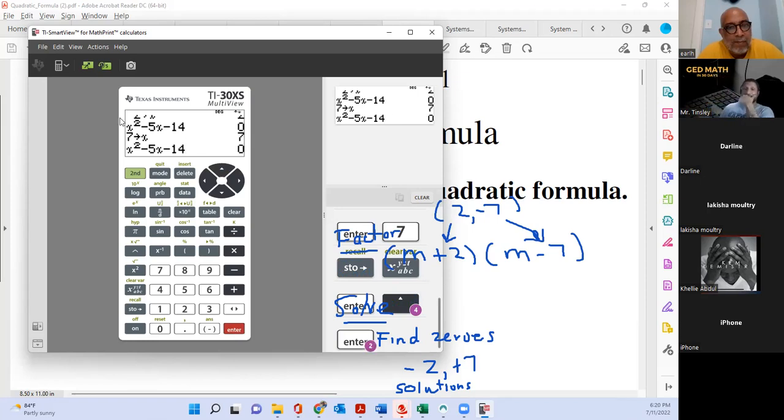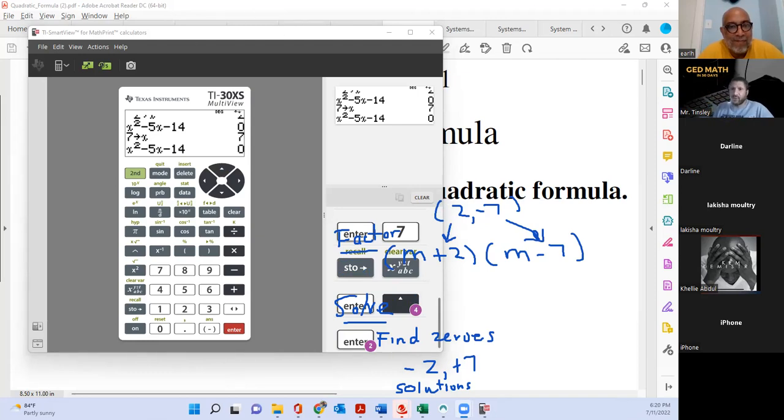Understand what an equation is. That means both sides are equal. So anything I put as that variable in that quadratic equation must be equal to 0, or must be equal to whatever is on the other side of that equation. But standard form is ax squared plus bx plus c is equal to 0.